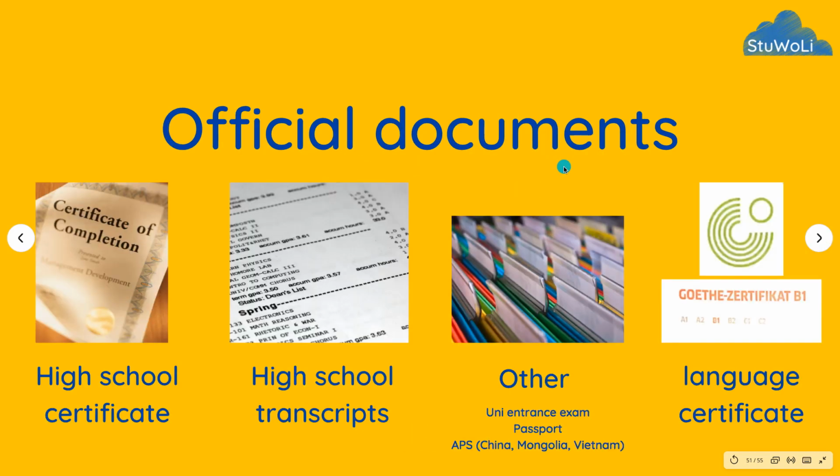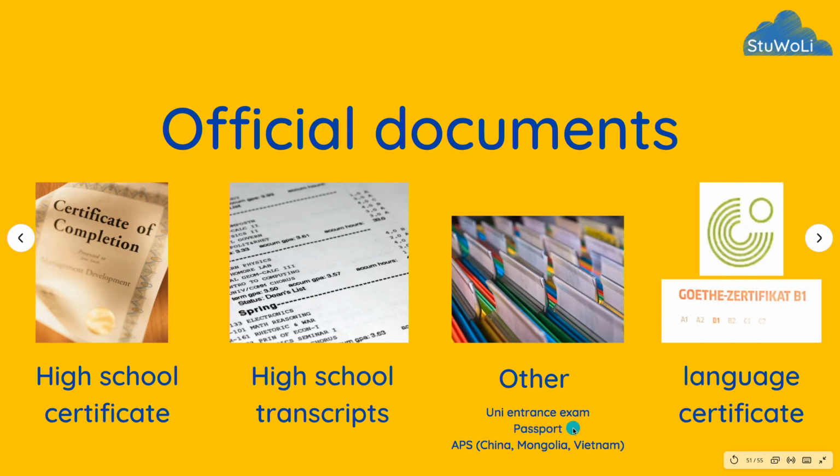So for official documents, what are those official documents that we talk about? Usually you have your high school certificate. In German it's called Urkunde, Sekundarschulurkunde. You have your high school transcripts, Notenübersicht, sometimes in German, right? Or Zeugnis. And basically a list of all the courses that you have taken and their grading, right? And then you sometimes have some other official documents, for example, the university entrance exam. From some countries it's needed, right, for the HZB check.